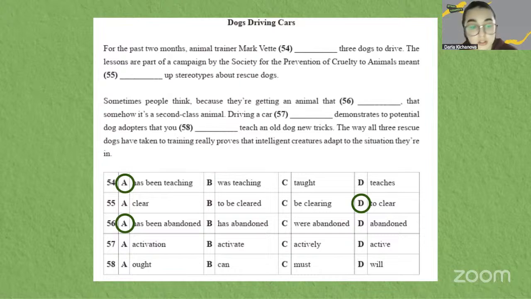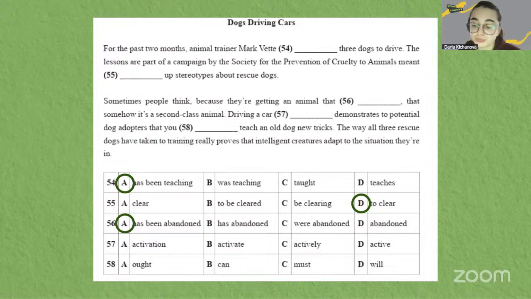I can see the question. So has been teaching should be used in the 54 because there we have with you for the past 2 months. If we had with you Mark, this trainer was doing something for, I don't know, a year from 2021 to 2022, so that the action started and finished in the past during some time, yeah. So and we don't have any result right now, then we will use was teaching. But there we have action started in the past and it is still going on.